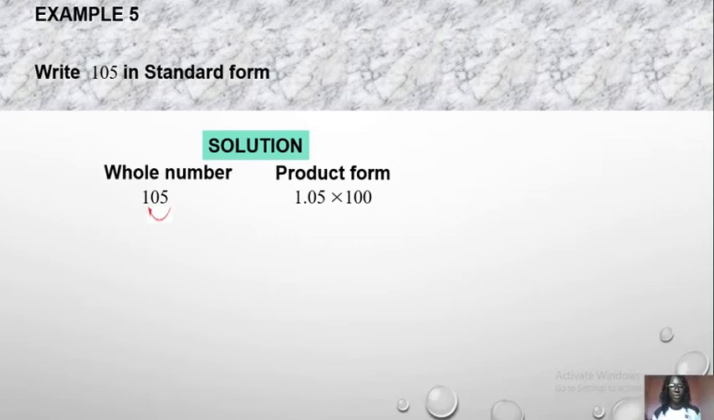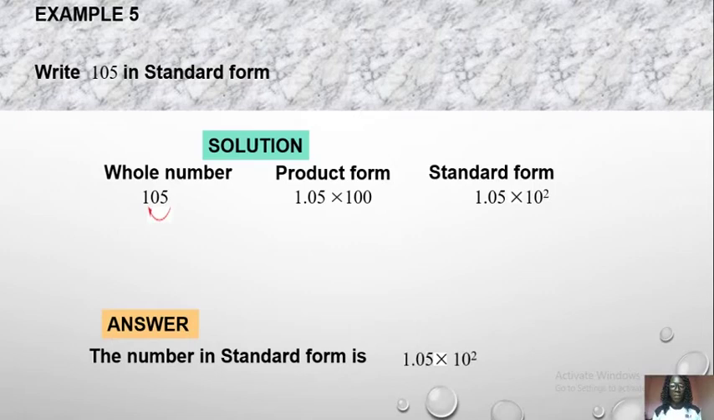Meaning in this case, we have 2 zeros. Even if you have 10005, you pick those numbers together. But after you pick the first number and put your point, every other number you count as 0. That will give you your power or your index. So we have 1.05 times 10 to the power 2. Okay, let's see more examples.